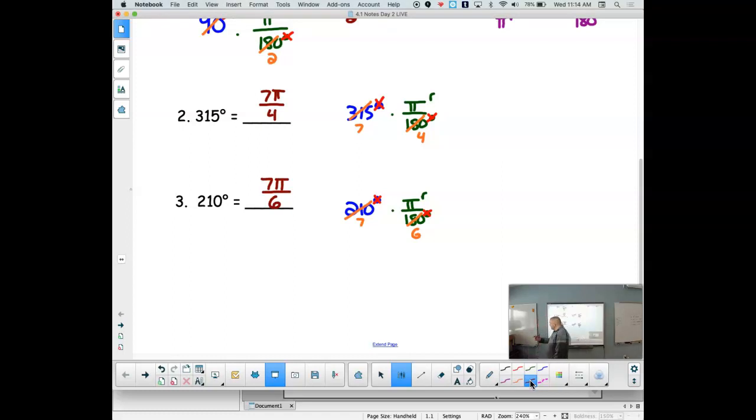Okay? If you didn't see those, just know that if we had 315 over 180, we could divide by 5 first. If I divide that one by 5, I get 63. If I divide that one by 5, I get 36. Okay? Then I could divide both of those by 9, and get 7 over 4 that way. You can do it in multiple steps, but we got to get it all the way reduced. Okay?